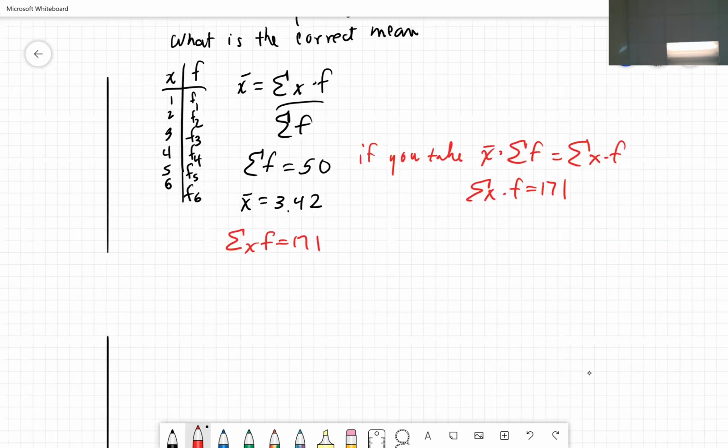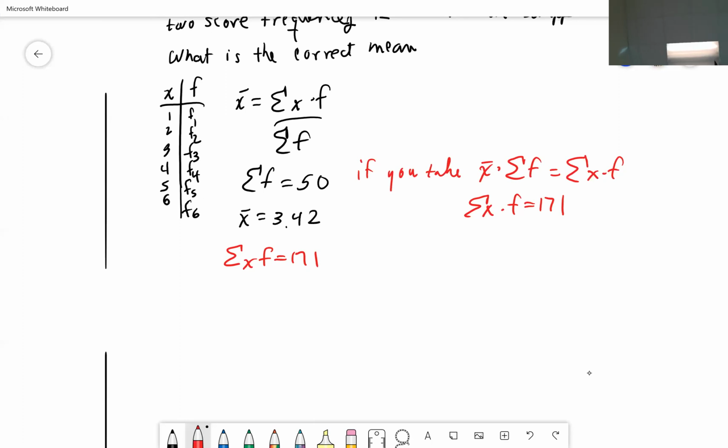Now, that doesn't help out too much. It says that it was later found that the frequencies 12 and 9 of 2 consecutive scores have been swapped. So you could have had 12 and 9 here, or maybe here. But you could have had 12 and 9 with 1 and 2, or maybe 2 and 3, or 3 and 4, or 4 and 5, or 5 and 6, because it would have been 2 consecutive scores. And we had swapped it by mistake when we were writing it.